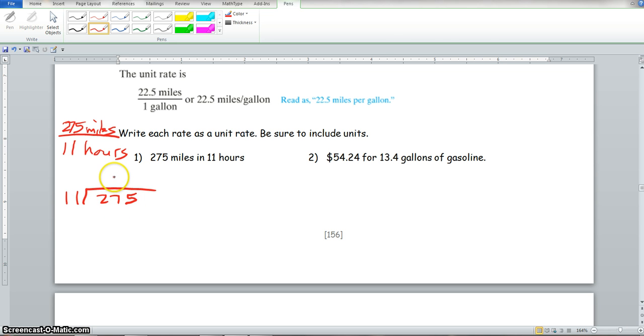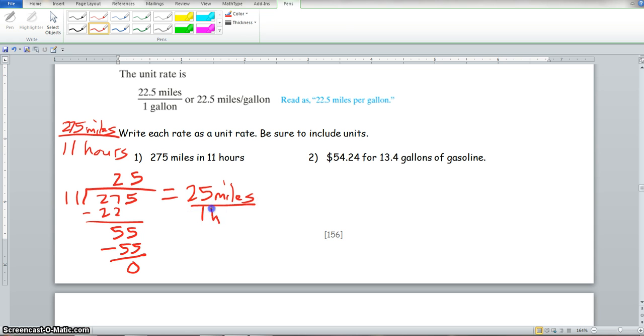11 goes into 27 twice. 27 minus 22 is 5. We bring down our other 5. 11 goes into 55 5 times. 5 times 11 is 55, and we have no remainder. So our final answer is 25 miles per 1 hour, or it could be written as 25 miles per hour.